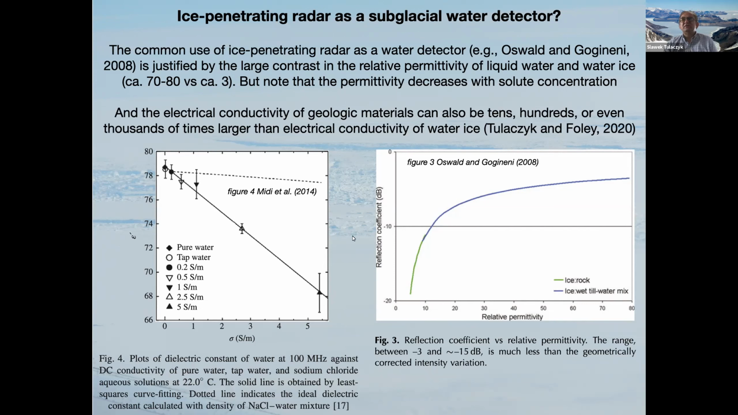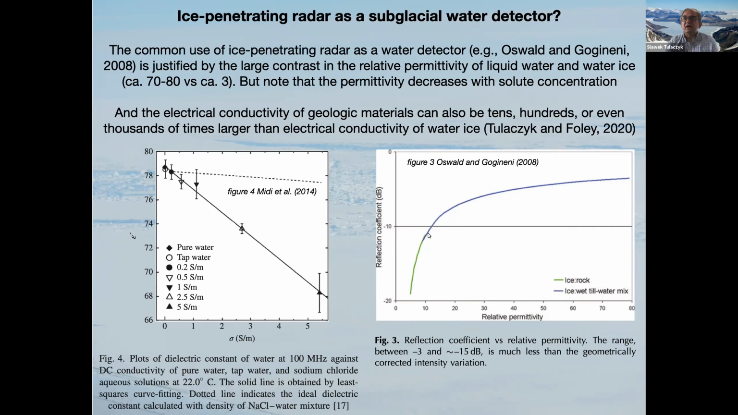So that's another thing to keep in mind: even if we keep the story of what radar reflections from the bed mean simple and just focus on permittivity, it is a little more complicated than just assuming that water is 80. For brines especially, the permittivity drops with solute concentration. So we would expect it to actually be lower in a briny lake like the one that has been hypothesized for Mars.